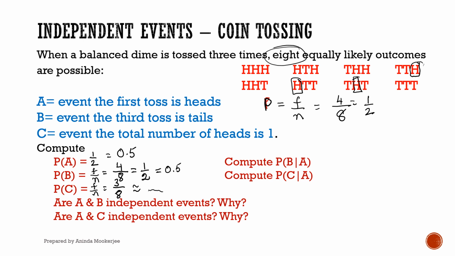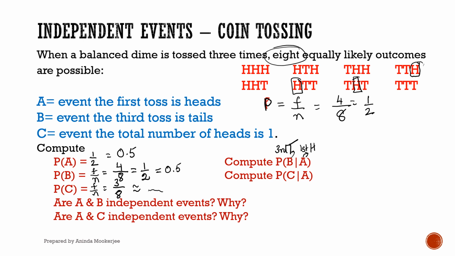All right, now this one here says compute B given A. So probability of B given A would be, again, let me just see what each of these means. B is the event the third is tails, and A is the event that the first is a head, correct?